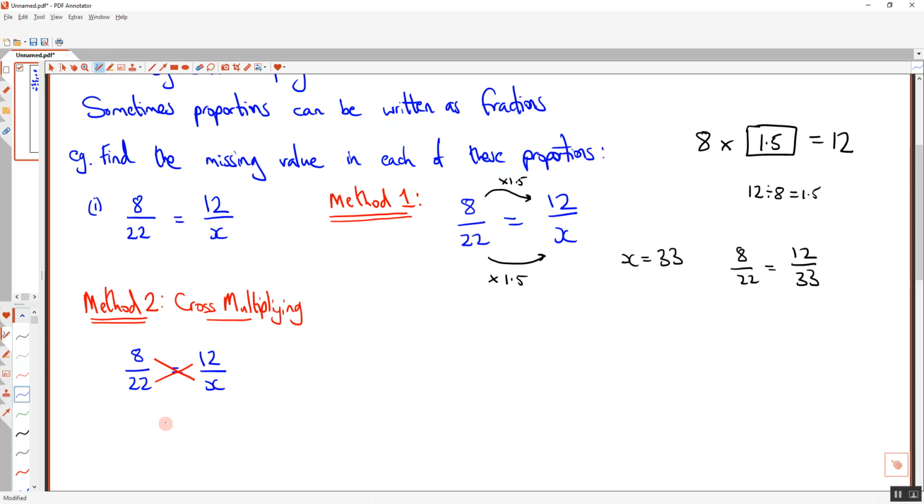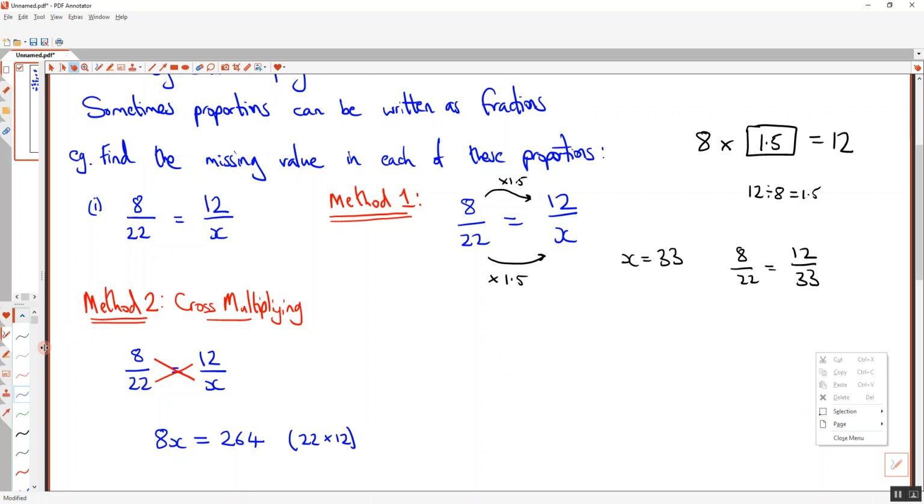What do I get when I do 8 multiplied by x? Well, you just get 8x. Yeah, remember algebra. 8 multiplied by x is just 8x. Then I'm going to do, what's the 22 pointing to? Yep, and I'm going to multiply those two together, and I get 264. That's what I get when I do 22 multiplied by 12.